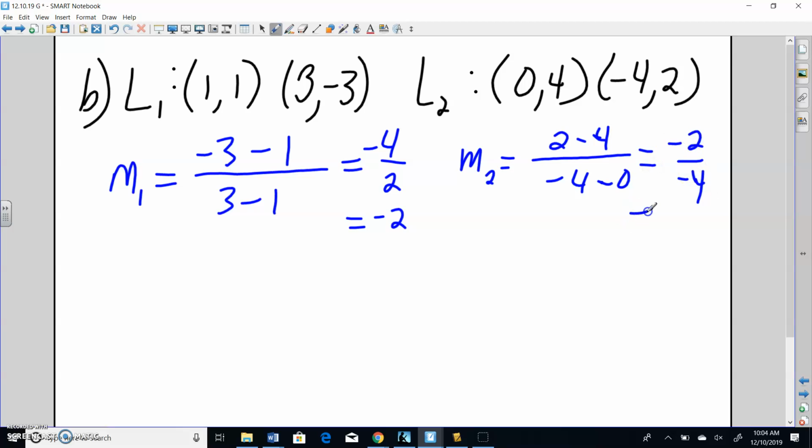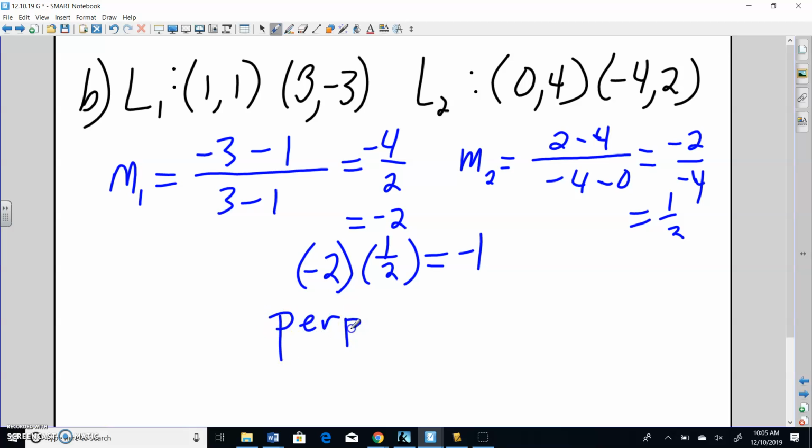which reduces to 1/2. Okay, slopes are not equal, right? So it's not parallel. So now what we want to do is we want to multiply them. So -2 times 1/2, what does that give us? Gives us a -1. Okay, and if the product of 2 slopes equals a -1, then the lines are what? Perpendicular. So our answer here is perpendicular.